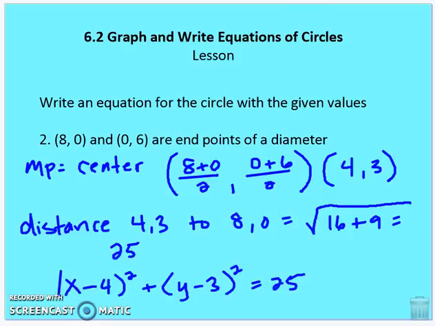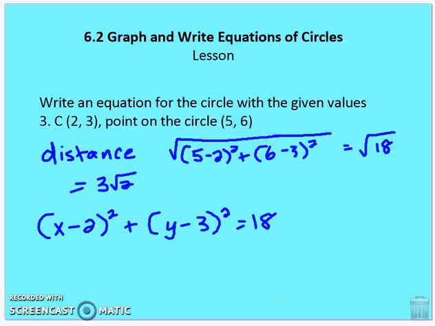Problem number 2, we're going to find the midpoint. 8 plus 0 over 2, 0 plus 6 over 2 leaves me with a midpoint of 4, 3. Midpoint is the center. Distance from 4, 3 to 8, 0 is going to be the square root of 25, which is 5. And I have my center at 4, 3. X minus 4 squared plus y minus 3 squared is equal to r squared, 25. That's problem number 2.